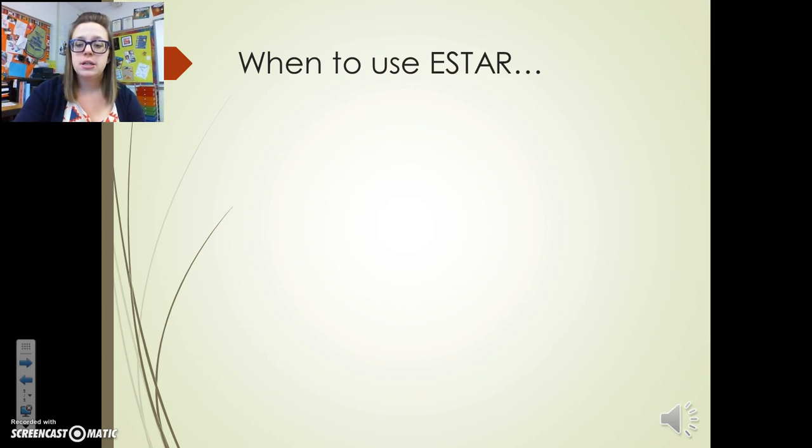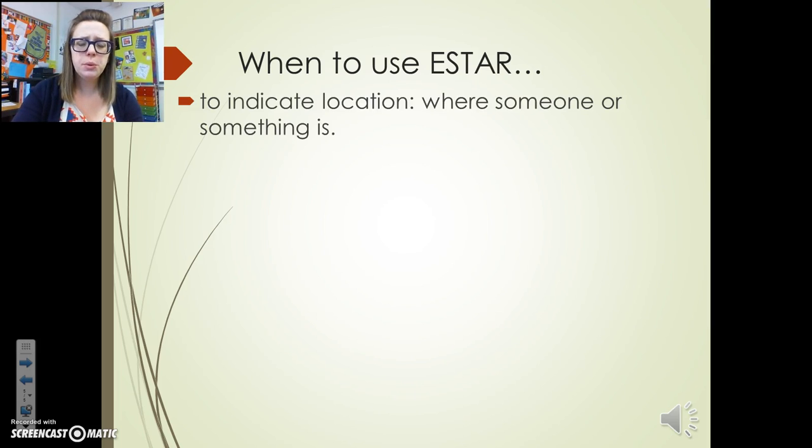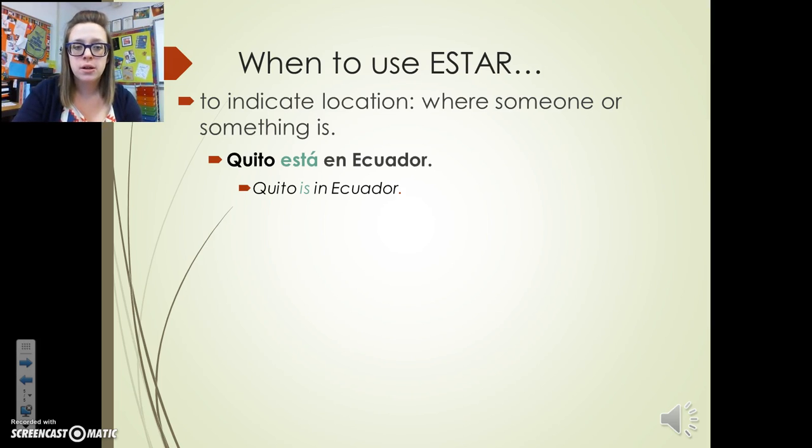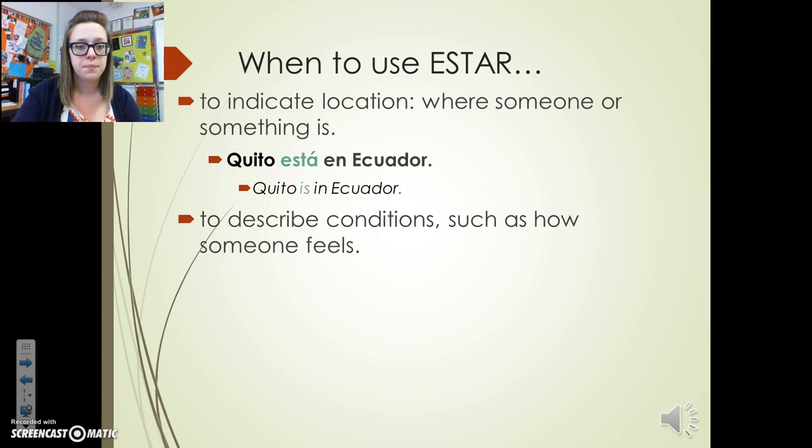Estar you will use in other situations. So, you will use estar to indicate location. So to tell me or tell someone where someone is or something is. Quito está en Ecuador. Quito is in Ecuador. Okay, that's where it's located.